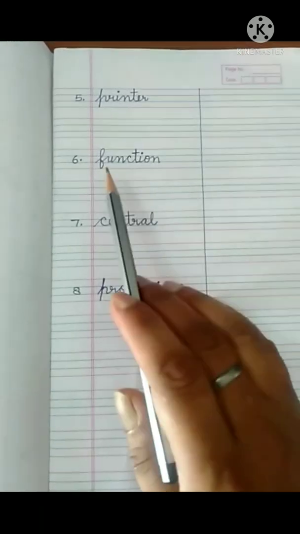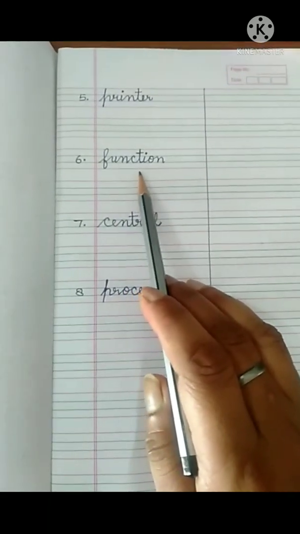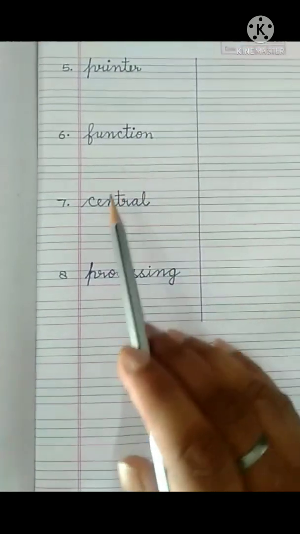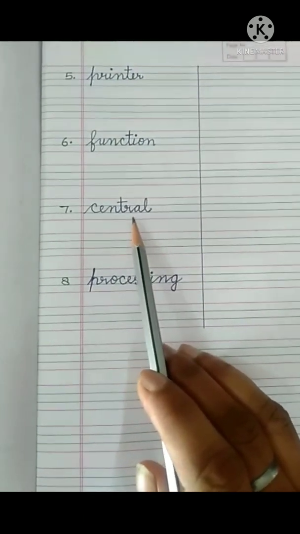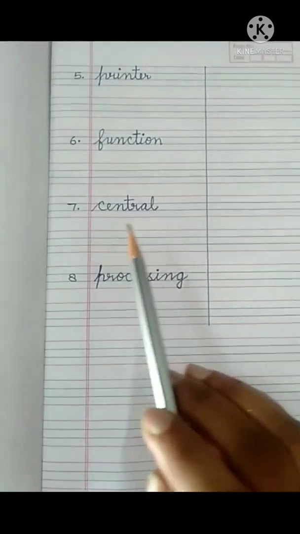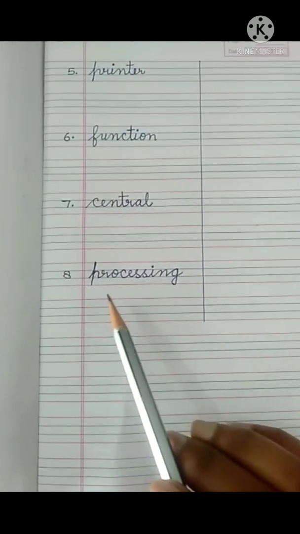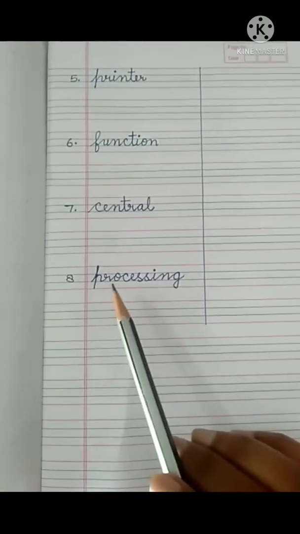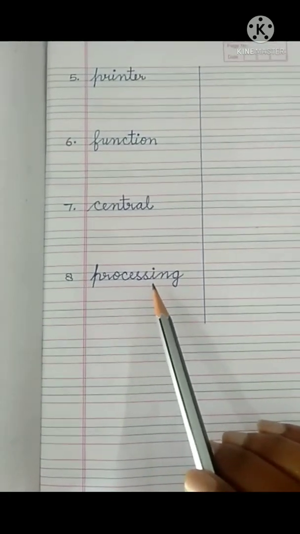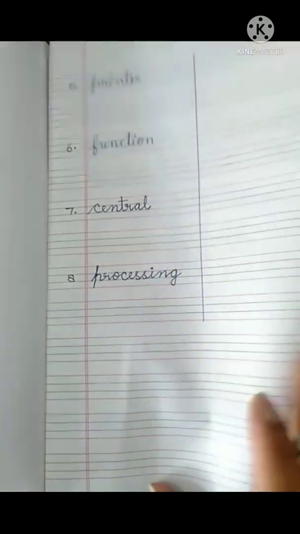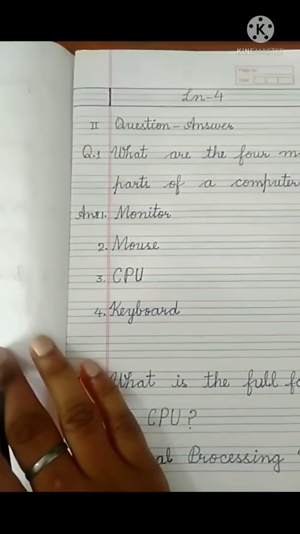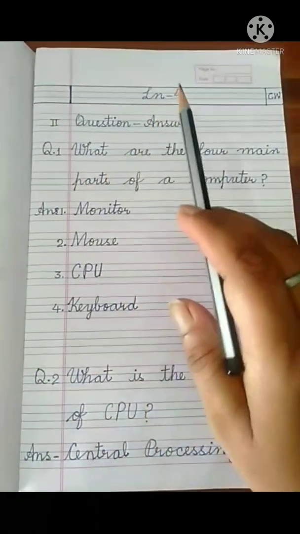And after this, fifth word, printer, P-R-I-N-T-E-R, printer. Sixth, function, F-U-N-C-T-I-O-N. Seventh, central, C-E-N-T-R-A-L, central. And last, eighth word, processing, P-R-O-C-E-S-S-I-N-G, processing. And after this, question answer will start.